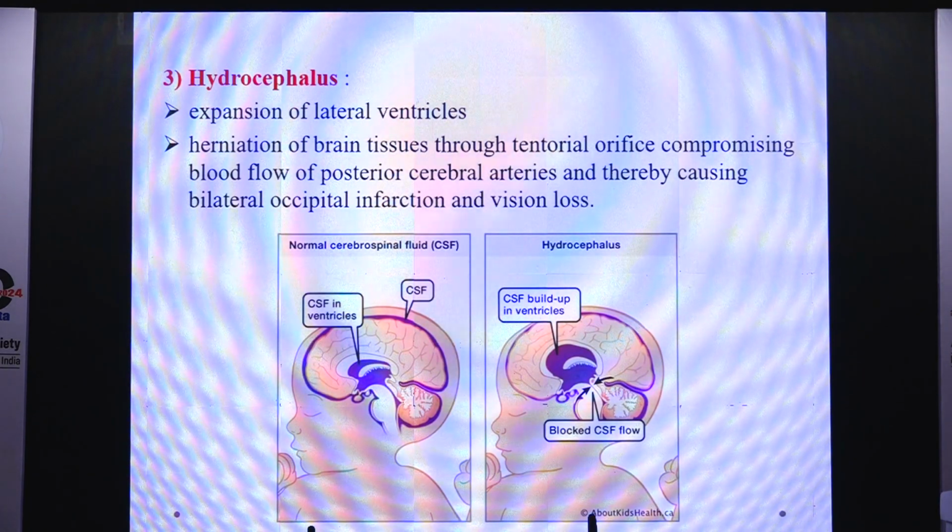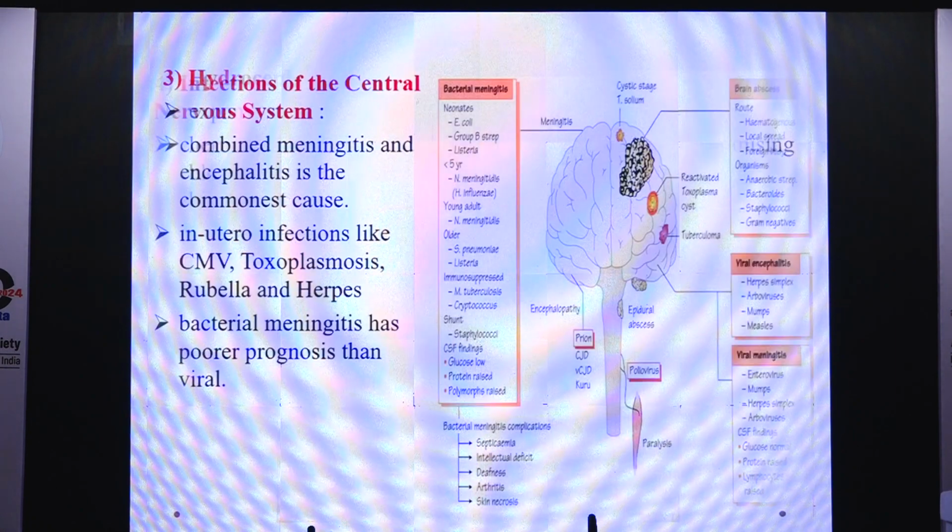The next is hydrocephalus. We all know it. There is expansion of the lateral ventricle. Herniation of the brain tissues to the tentorial orifice compromises the blood flow of posterior cerebral arteries, and thereby it causes bilateral occipital infarction and vision loss.